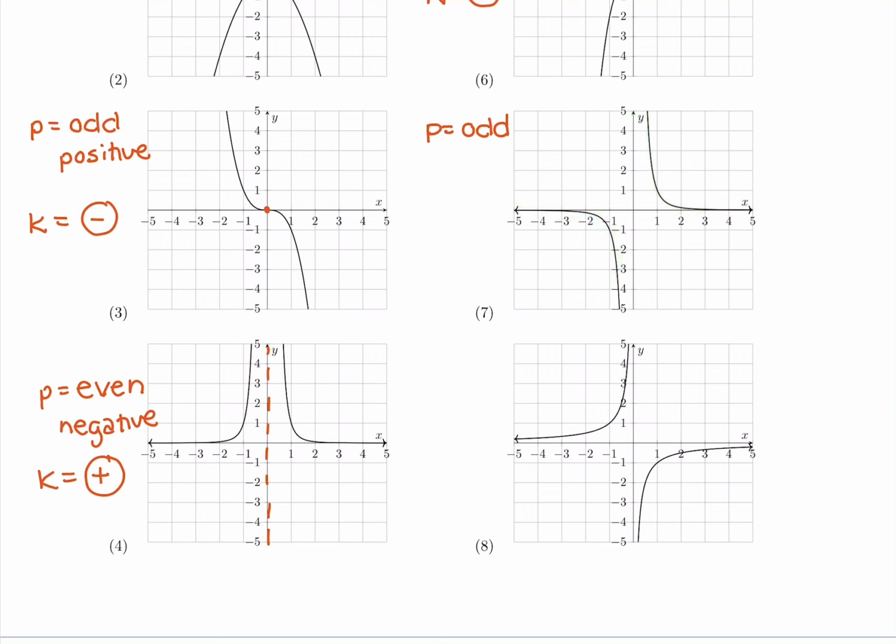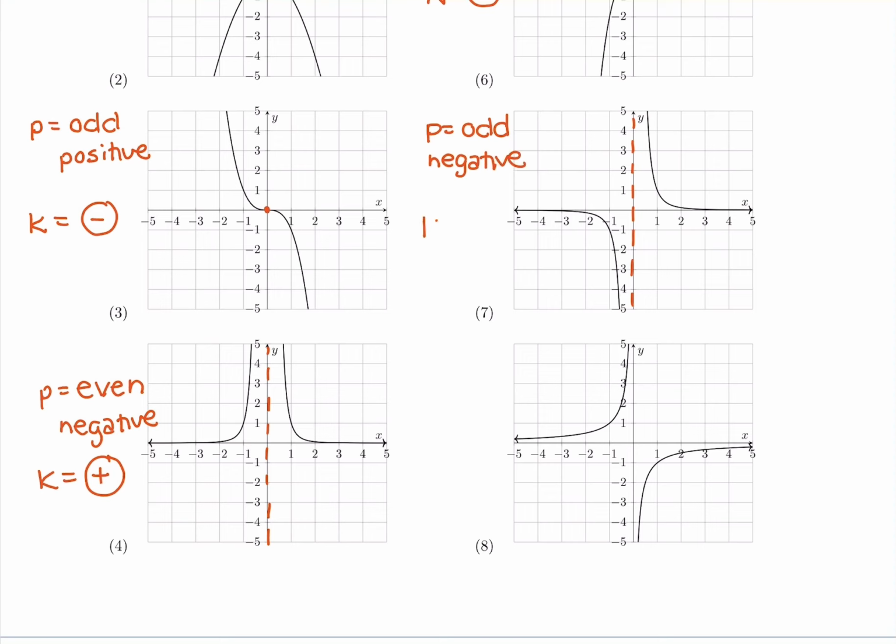It's not symmetric about the y-axis. And we want to think, is it a positive or negative power? Well, there is no place where we can plug in 0. We get a vertical asymptote there, which tells me it was a negative power. If you can't plug in 0, it's a negative power.